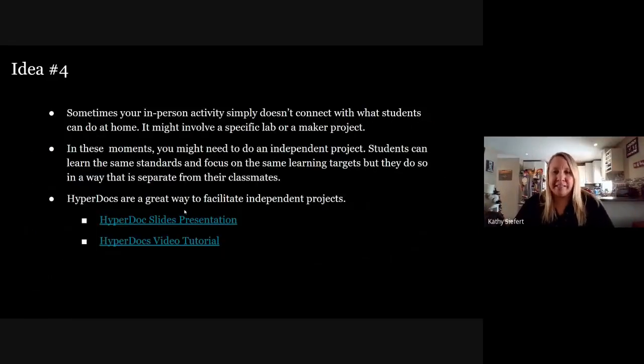Sometimes the in-person activity isn't just going to connect with what the students at home are able to do. So science labs are a perfect example of this, where if they don't have the materials at home, it would be difficult for them to do it. So in these moments, independent projects can be very helpful to help them learn the same things, but doing it in a different manner. And this kind of ties us back to what we sent out this Tuesday regarding hyperdocs.